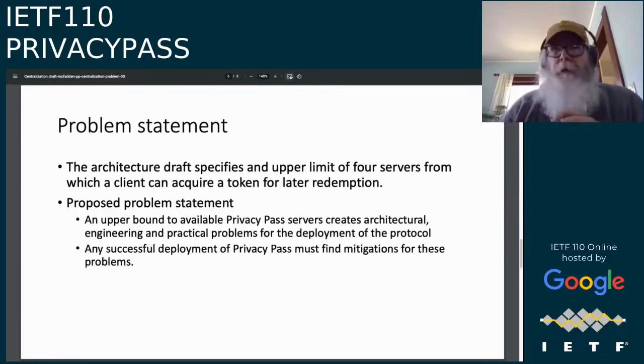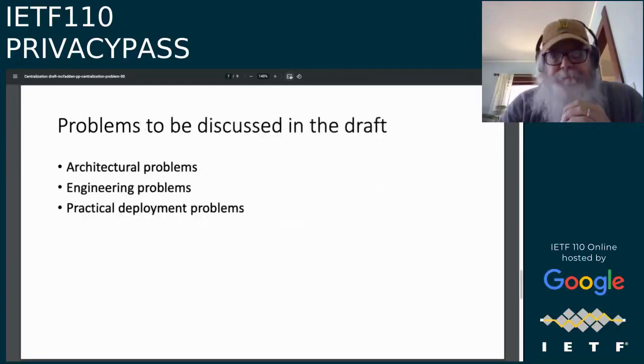economic or size of network. It's simply part of the protocol that enforces this problem. And so in the consolidation draft, there's an attempt at a reasonably crisp problem statement. Next slide, please.